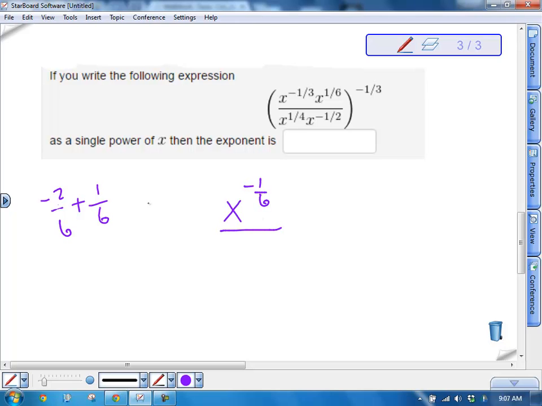And then the bottom, 1/4 plus negative 1/2. You need a common denominator, so multiply the top and the bottom by 2. You get negative 1/4. And that's all raised to the negative 1/3.